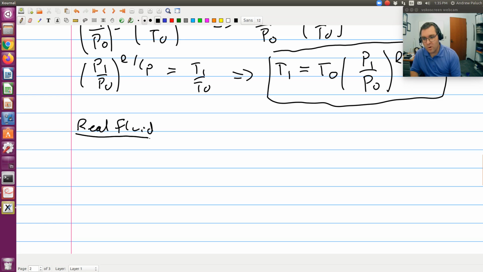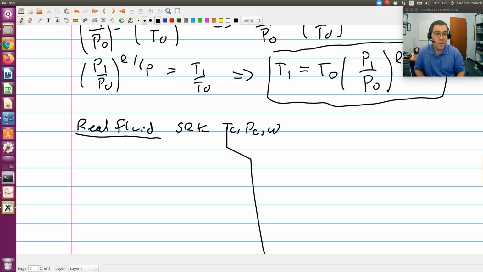And so in this problem we're going to use the SRK equation of state, Soave-Redlich-Kwong. But if we were to use any old cubic equation of state, it'd be just the same. The parameters we need are Tc, Pc, and omega, which are provided. So, how would you solve this problem for a real fluid?